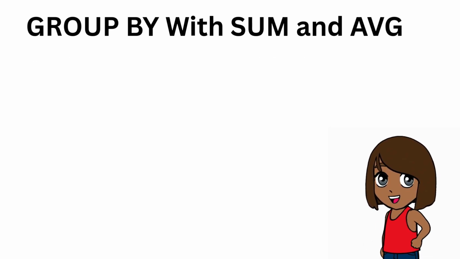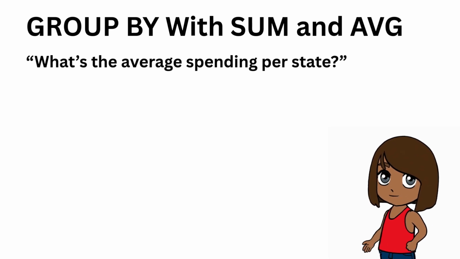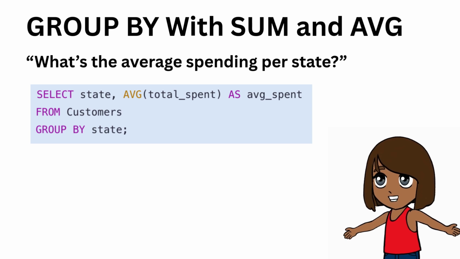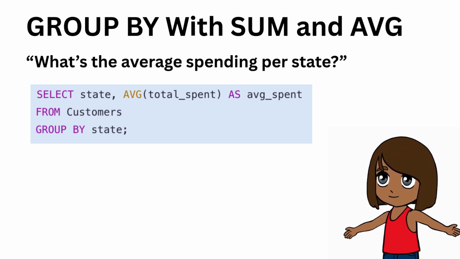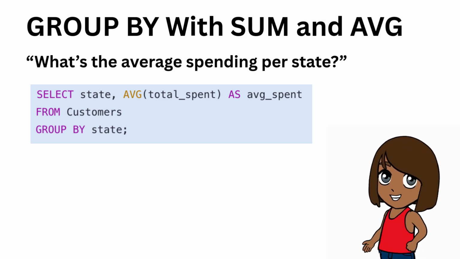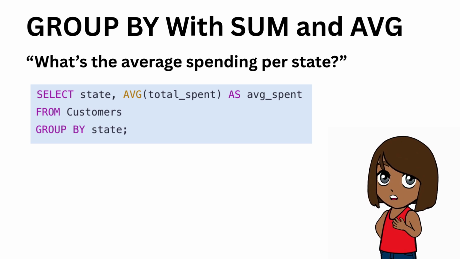We can also answer the question, what's the average spending per state? Using this query. Select state, average total spent as average spent from customers, group by state. So average total spent calculates the average within each state group.